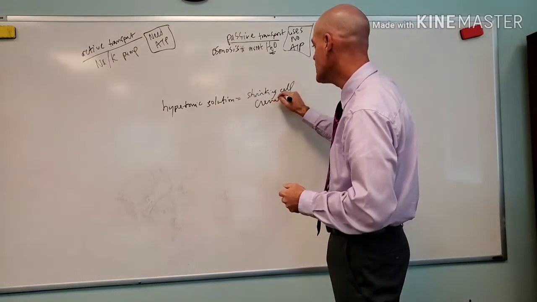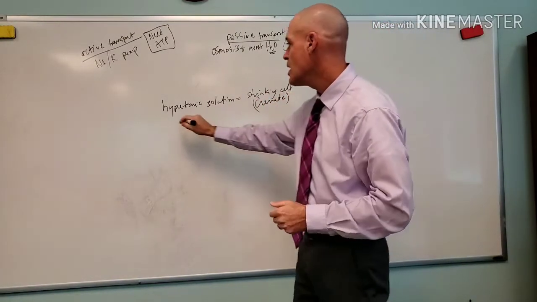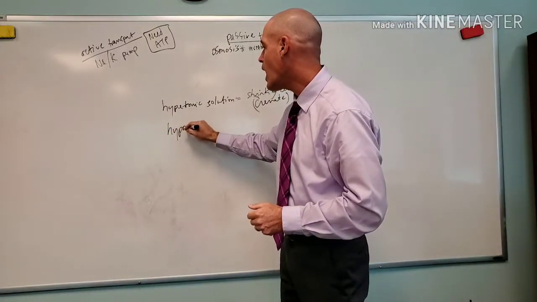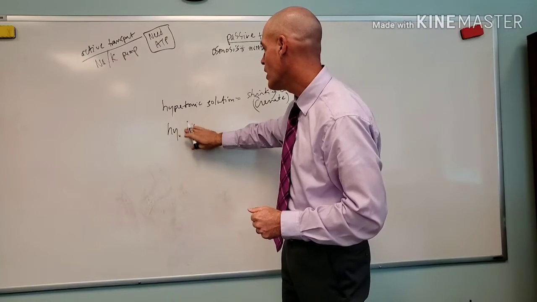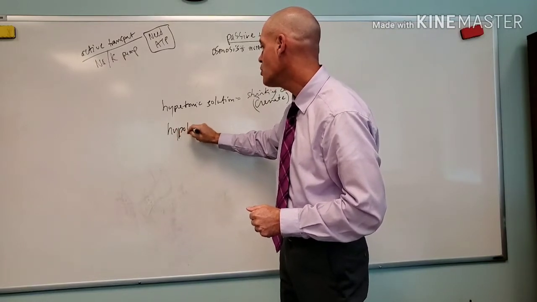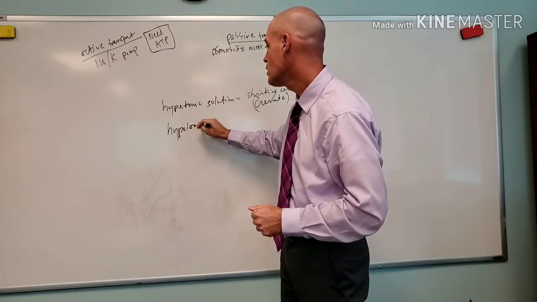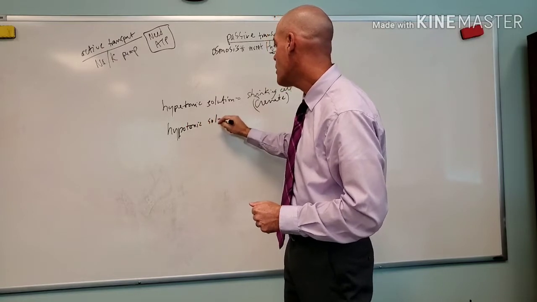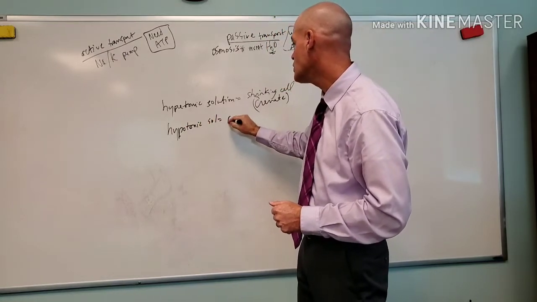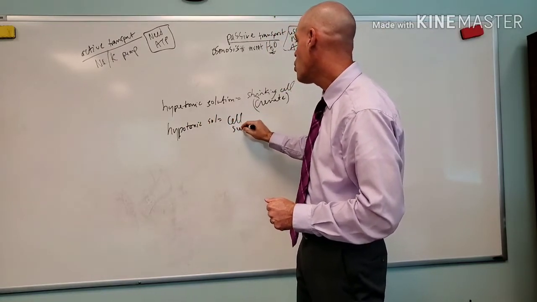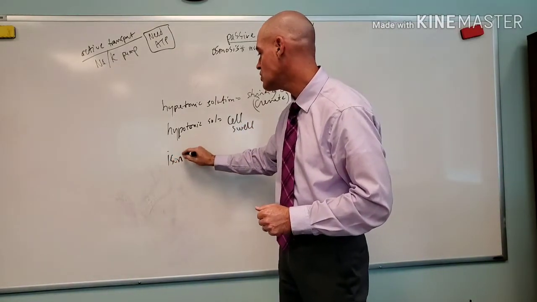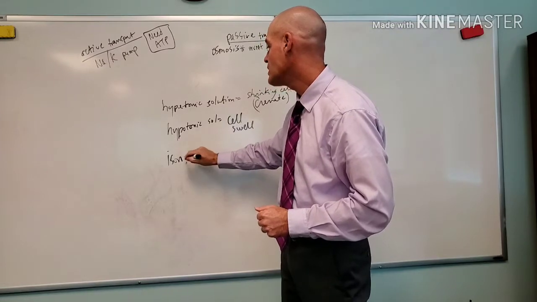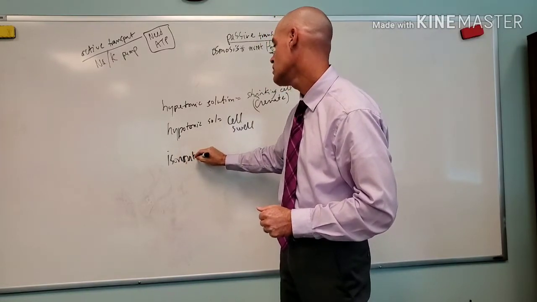Another term for this is crenate. Okay? Therefore, the exact opposite will occur with a hypotonic solution. The hypotonic solution will cause the cell to swell, and a perfectly balanced one is referred to as isotonic.